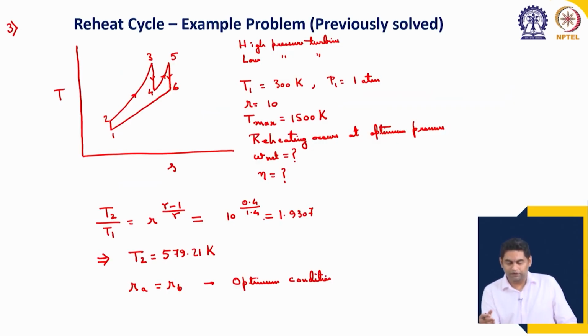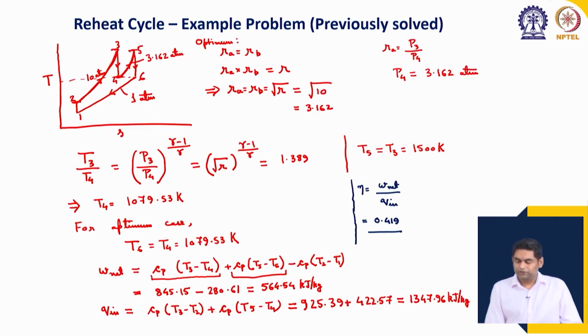So, previous problem for reheat we had obtained for the same temperature and pressure that we are taking for all problems, 300 Kelvin and 1 atmospheric pressure, pressure ratio of 10 and T max of 1500 Kelvin. We had obtained the efficiency as 41.9% and the work output as 564.54 kilojoule per kg. Heat input was very high, 1347.96 kilojoule per kg. We will see in our case how this compares.